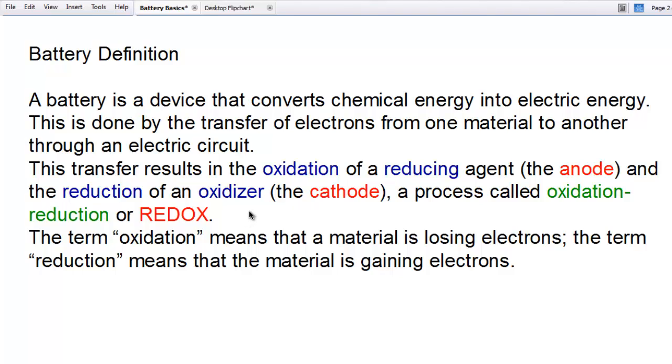And you guys may remember that from your chemistry days. The term oxidation means that the material is losing electrons, and the term reduction means that the material is gaining electrons. You may remember that LEO goes GER. When you lose electrons, it's oxidizing, so LEO goes GER, and you gain electrons. That's reduction.